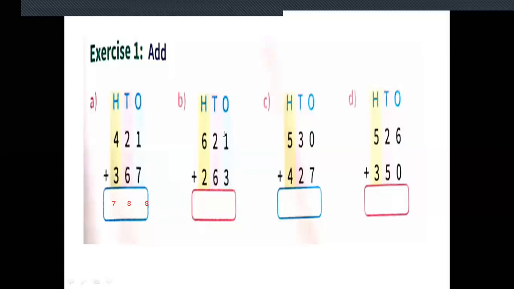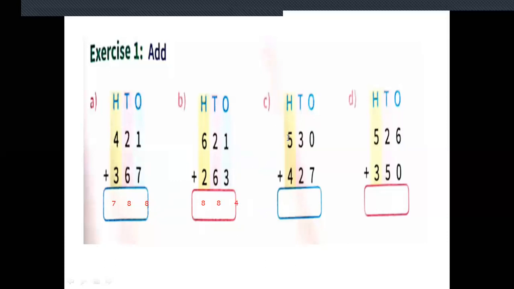The same way we will add this also. 1 plus 3 is 4. Next, in the tens place we add 2 plus 6, which is 8, so we write 8 in the tens place. If you are adding tens values, you write in the tens place. Next, we add the hundreds place: 6 plus 2 will be 8. So the value of 621 plus 263 is 884.